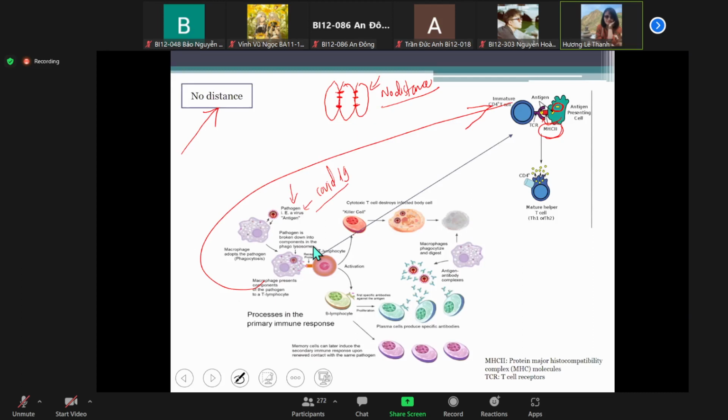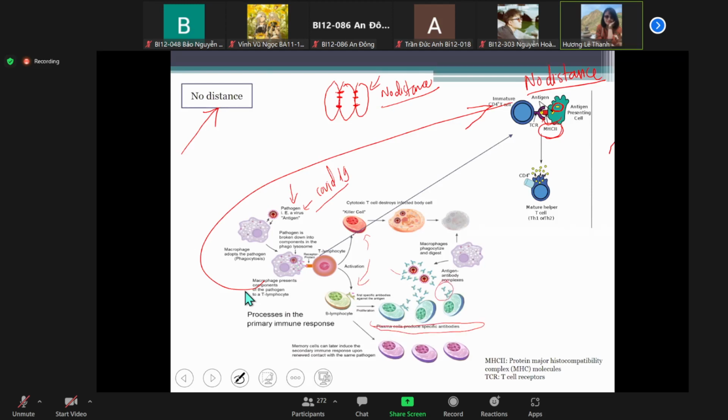They communicate. Here is no distance. When they meet each other, they need to touch each other to receive information. So the T cell touches the macrophage cells and receives information from the antigen here, right? And then we activate the killer cells, which come to kill all the cells affected by COVID-19, and they also activate the B cells. We have two types of B cells. B cells will proliferate into plasma cells. Plasma cells will produce the antibodies.